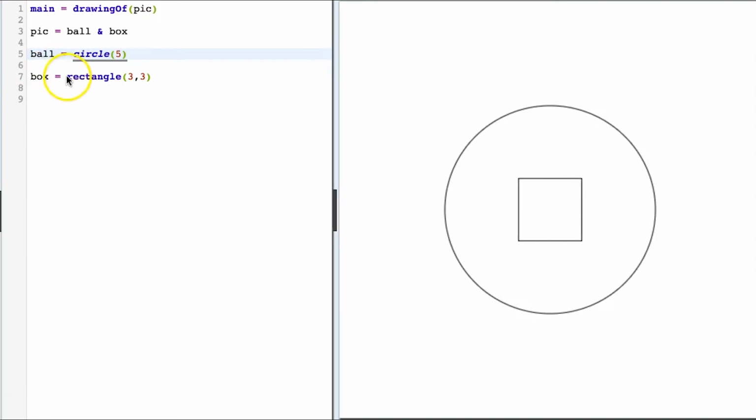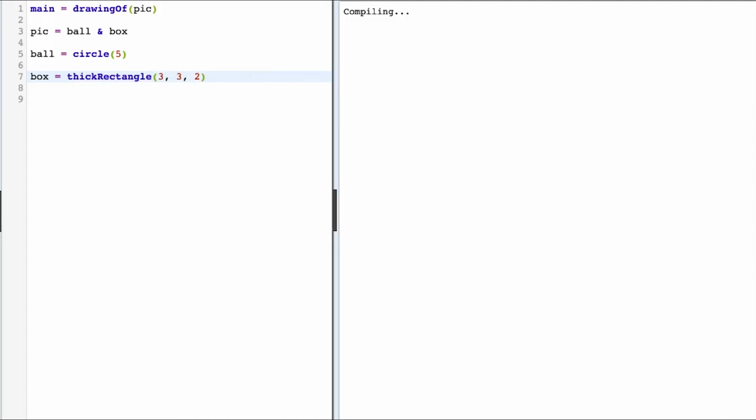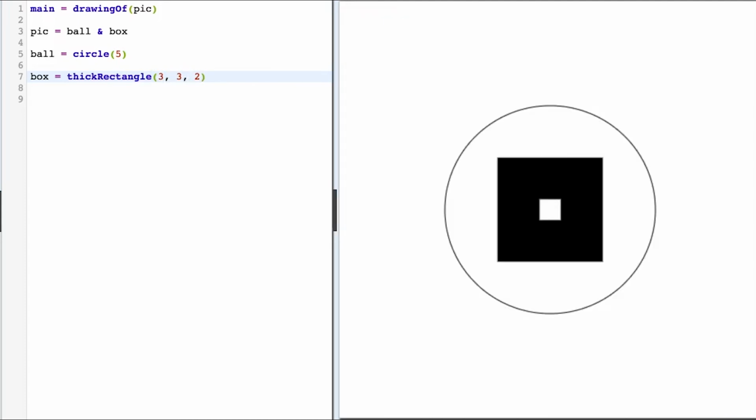And to make a thick rectangle, we type thick, capitalize the R, rectangle. It's got a width of 3, a height of 3, and let's make the thickness 2 units wide. And we'll run that, and voila, you've got a thick triangle.